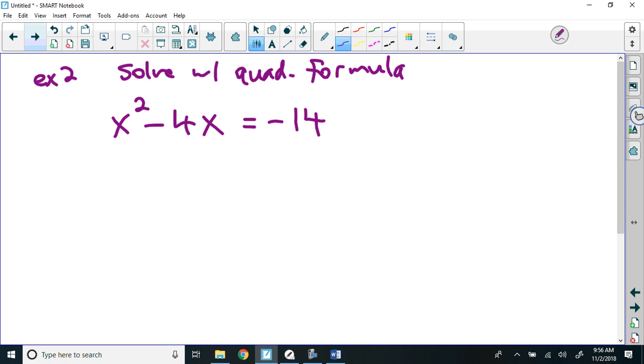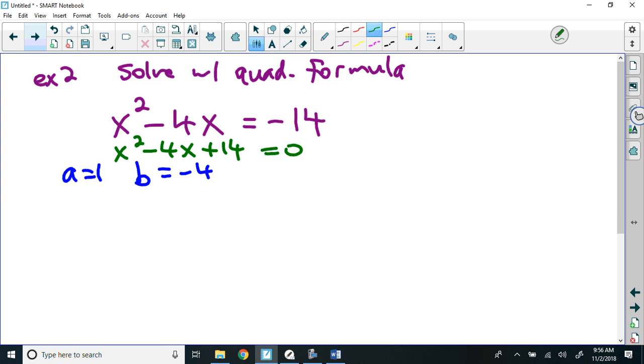So remember, we've got to identify A, B, and C properly. Our A is clearly 1. Our B is clearly negative 4. Our C value is not so clear. If we get the thing in the right form, I guess it's going to be x squared minus 4x. Is it plus 14 then? So our C is 14.